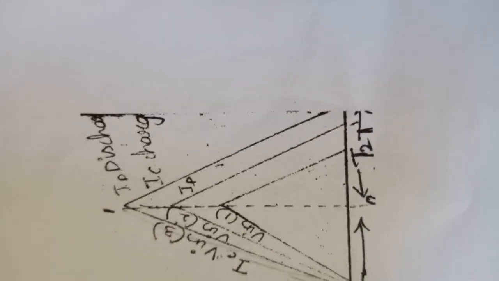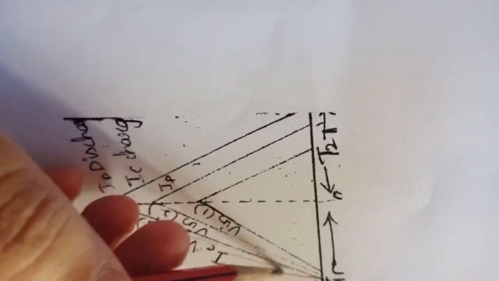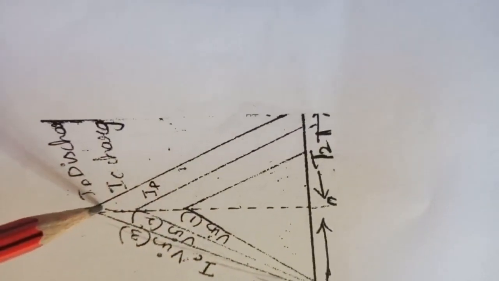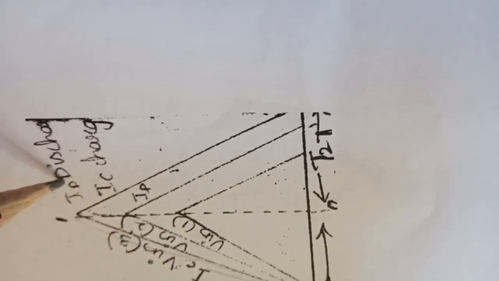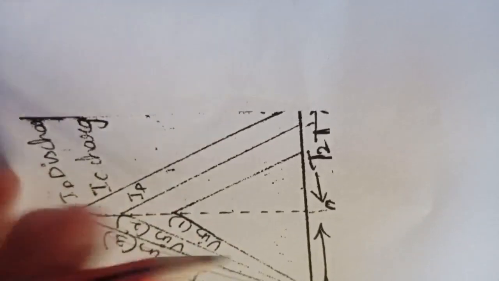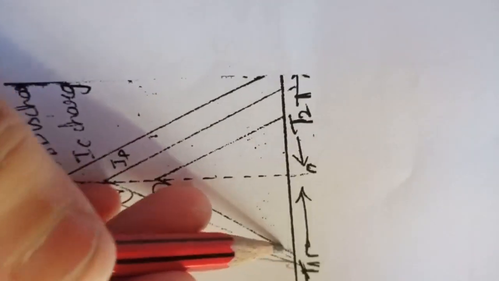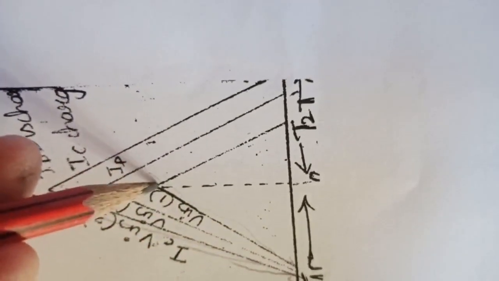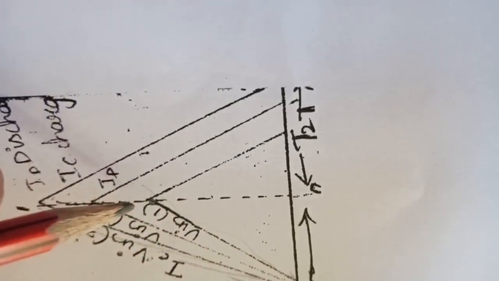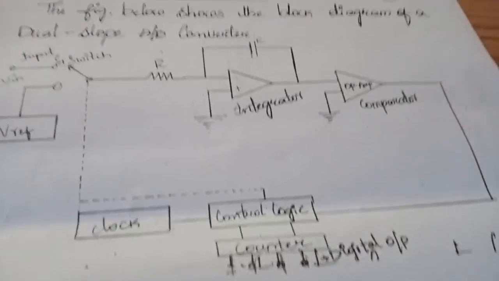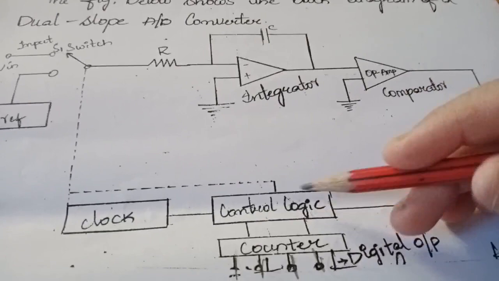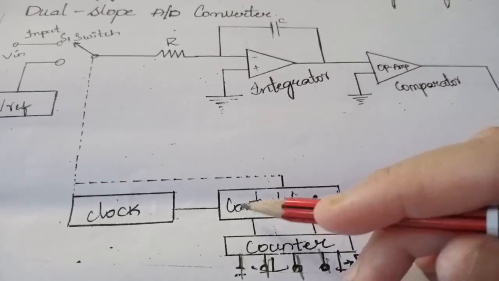You can see the diagram here. It will charge till here. IC means charging, ID means discharging. We will start from VIN. Different input voltages we will get, because VIN is nothing but variable. It will charge till here. As soon as it is fully charged, what will happen? Suddenly it will give a signal to the control logic.